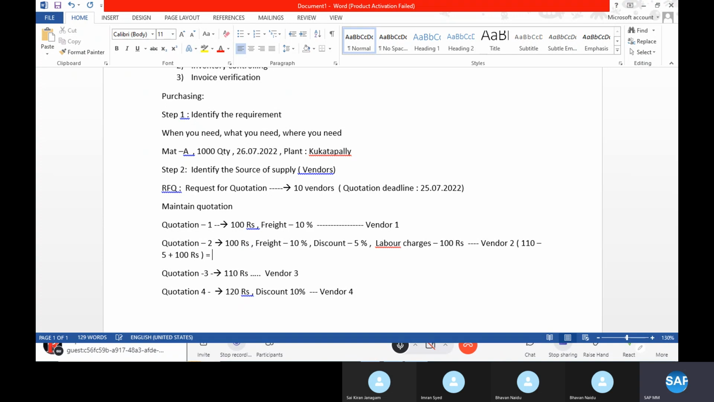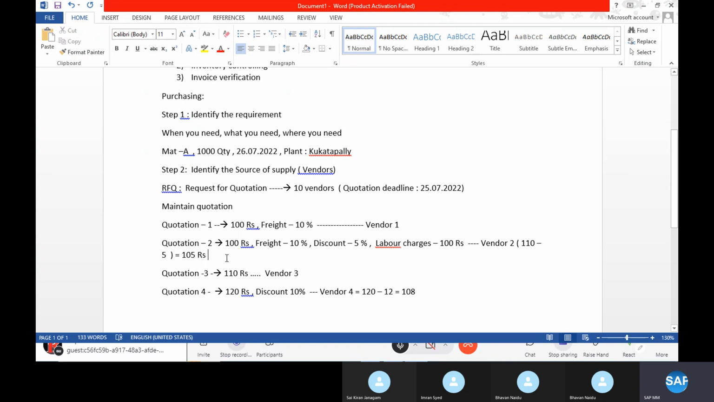Now let's think about this one first. Leave the 100 rupees aside first. Now actually 110 minus 5 is 105, without adding the labor charges. Now here, 120 minus a 10% discount, that means 12 rupees discount, that means 108. So this is 105 and 108.